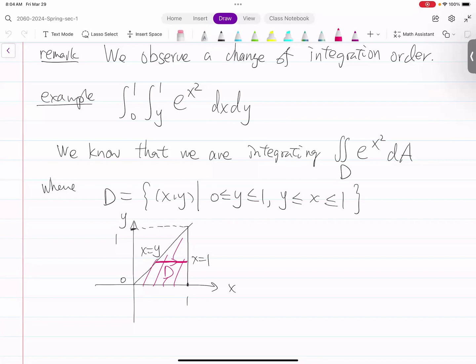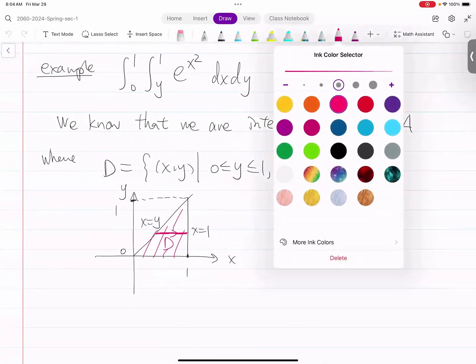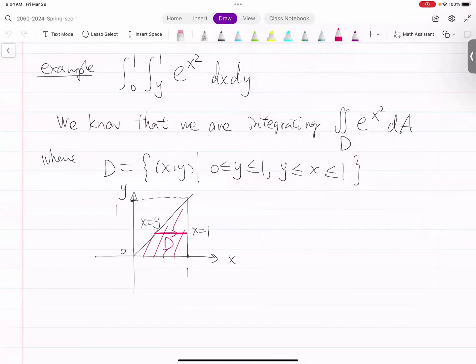That we have the base to be y equal to 0. The right hand side boundary to be x equal to 1, and then we have the hypotenuse, which is x equal to y. Okay, so basically here, the red line segment or bar that you see horizontally, that's having the x value to be between x equals y and x equals 1.